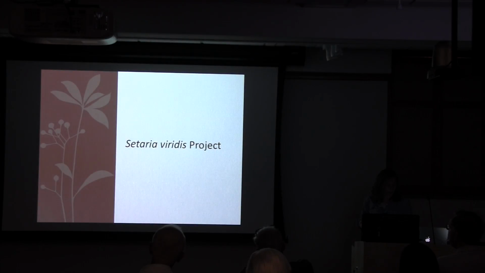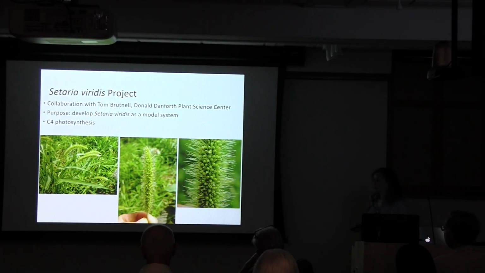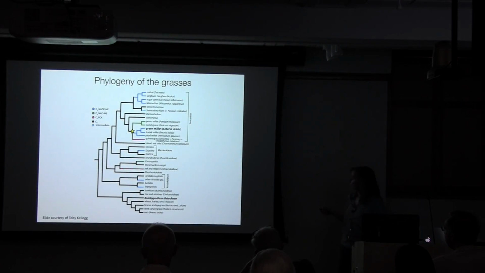The last project I'm going to talk about is the Setaria viridis project. This started out as a collaboration with Tom Brutnell when he was at BTI. And as I mentioned, the interest is because it's a model species. It has a small stature compared to something like maize, sorghum, or sugarcane, and it has C4 photosynthesis. This is a phylogeny of the grasses. Setaria viridis is here. It's a wild relative of the cultivated foxtail millet, and it's a close relative of switchgrass.